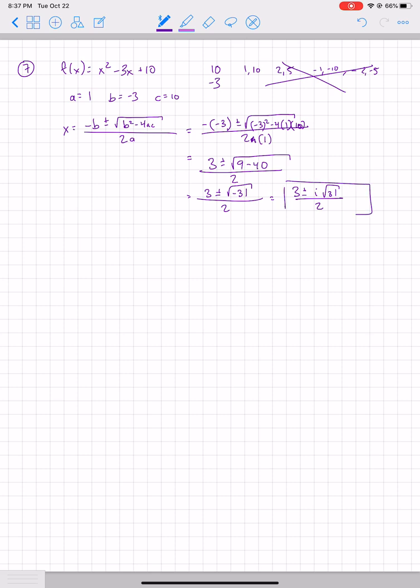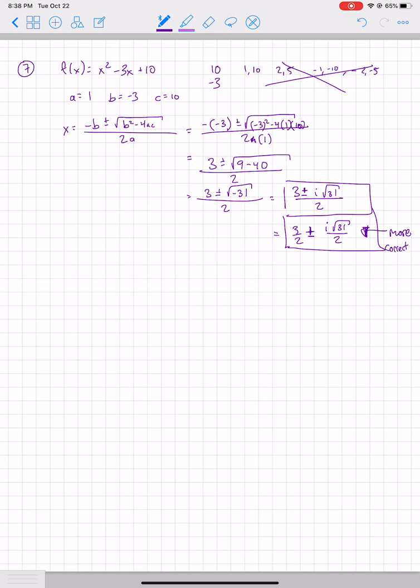Some of you might not like this and might have been told to separate it even further, which we can do. We can put the 2 underneath the 3, but then we would also need to put the 2 underneath the i square root of 31 like this. I have no preference here, but this would be the more proper one because it is set up in our complex number notation.